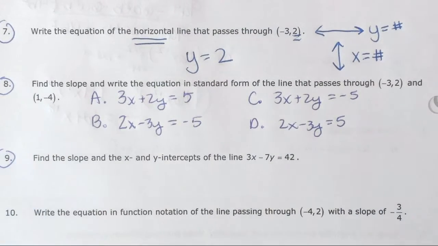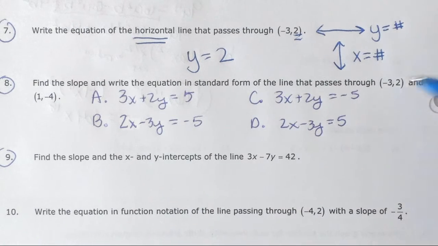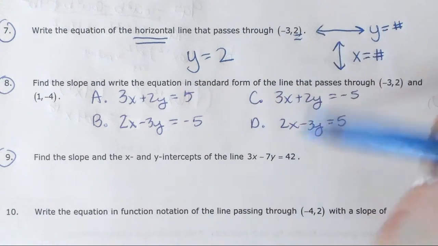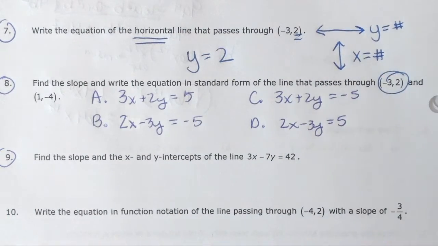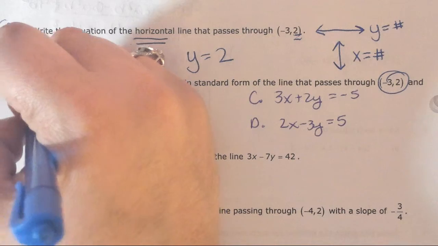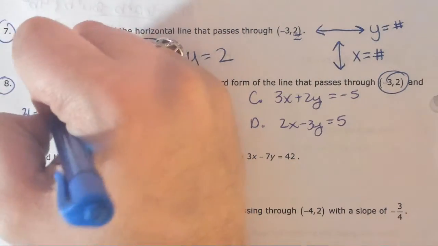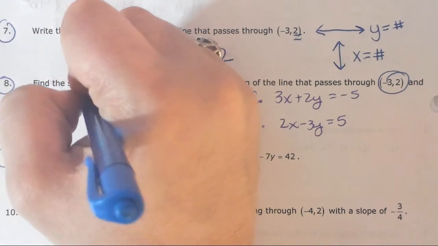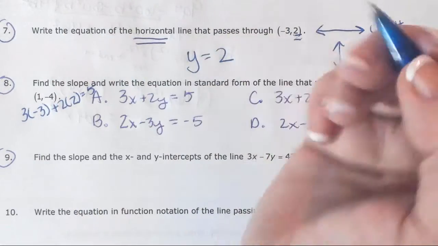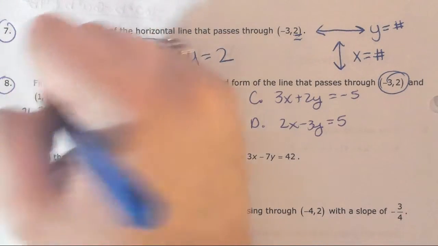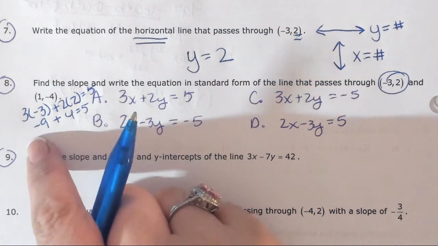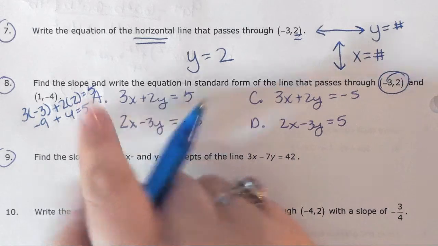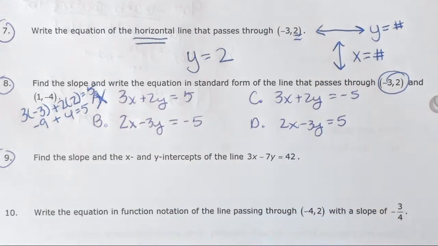Okay, for number 8, it's kind of a difficult question, but with the multiple choice answers you get tomorrow, it's not so bad. You're going to take each point and plug it in and see which one gives you a true statement. So if we start with A, and we use this point right here, negative 3, 2: 3 times negative 3 plus 2 times 2 has to give me 5. 3 times negative 3 gives me negative 9. 2 times 2 gives me 4. Negative 9 plus 4 is not going to give me a positive 5. So this cannot be my equation.